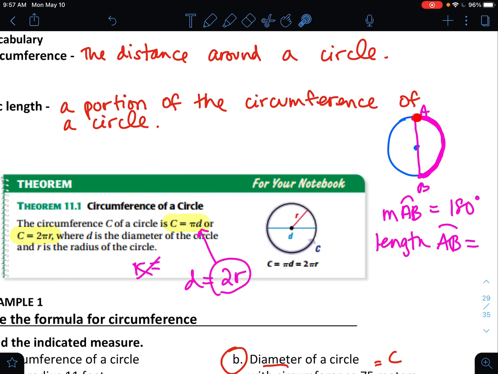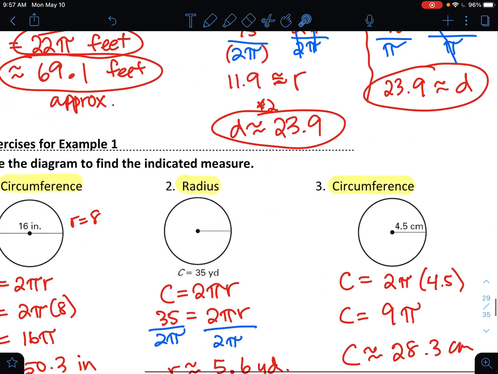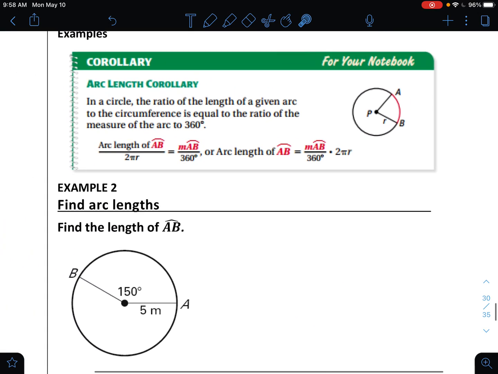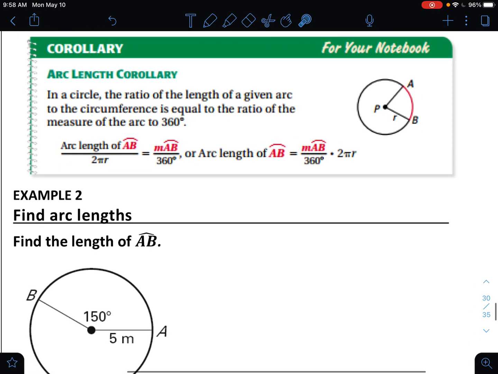Now the length of AB is saying how much of the total circumference is the arc I want. So we are going to use the degree measure, the measure of the arc, as almost like a fractional piece of the whole circumference. Let me show you two ways to look at this, because sometimes we need to have this proportion set up to help us figure out the piece we're missing.